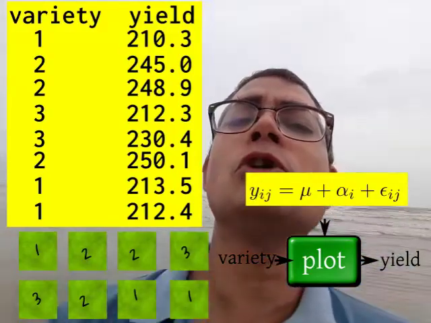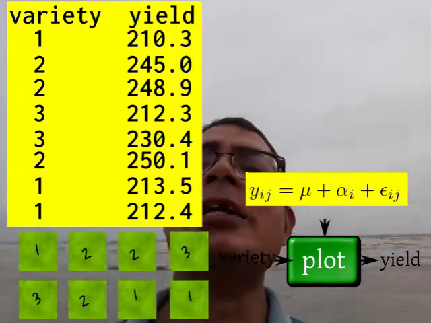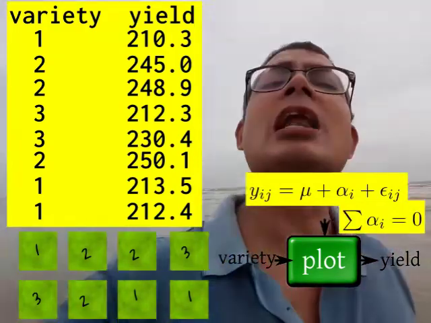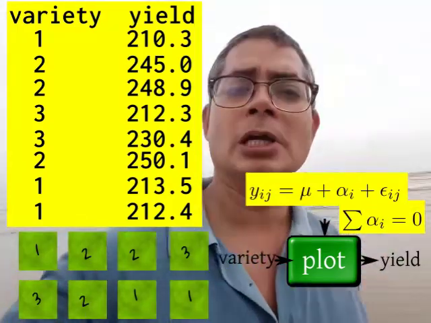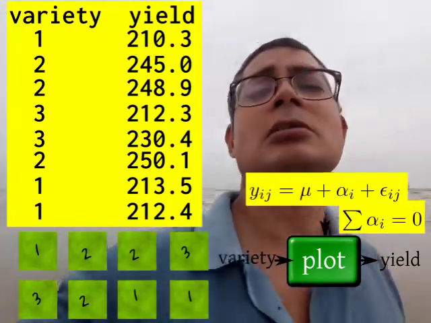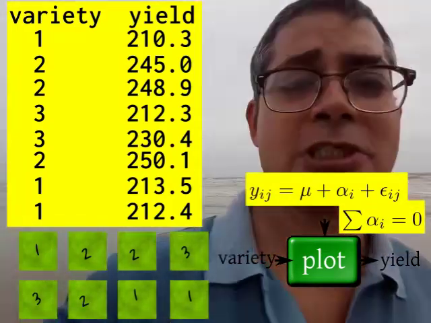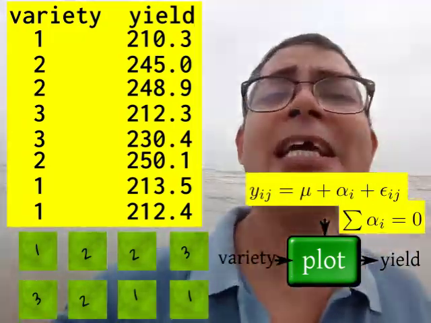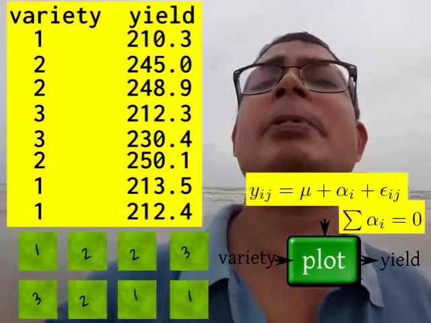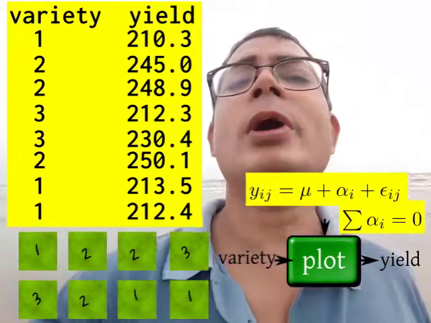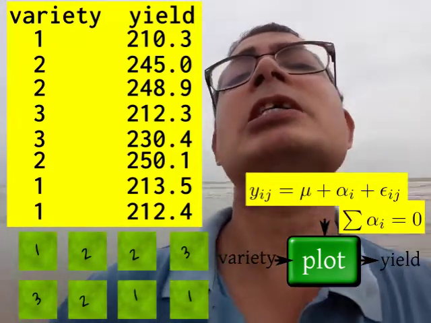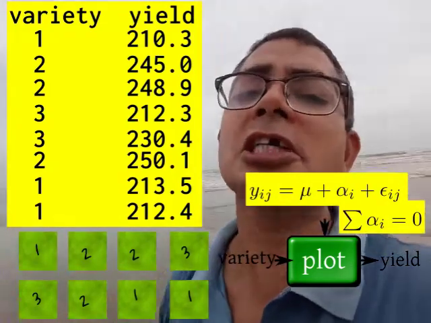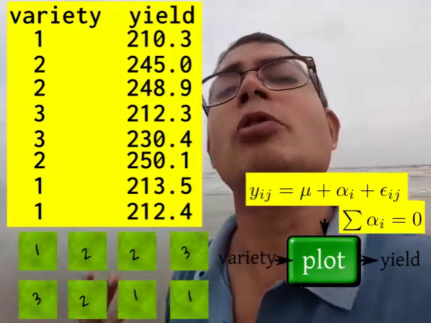So for that, what we do is we just put one extra condition, and that condition is summation alpha_i equal to 0. Now this condition is what makes that interpretation possible. That is, mu is now the average yield for the crop irrespective of varieties. So when you are averaging over all the alphas, you will get nothing but 0. That is why we put the condition summation alpha_i equal to 0.